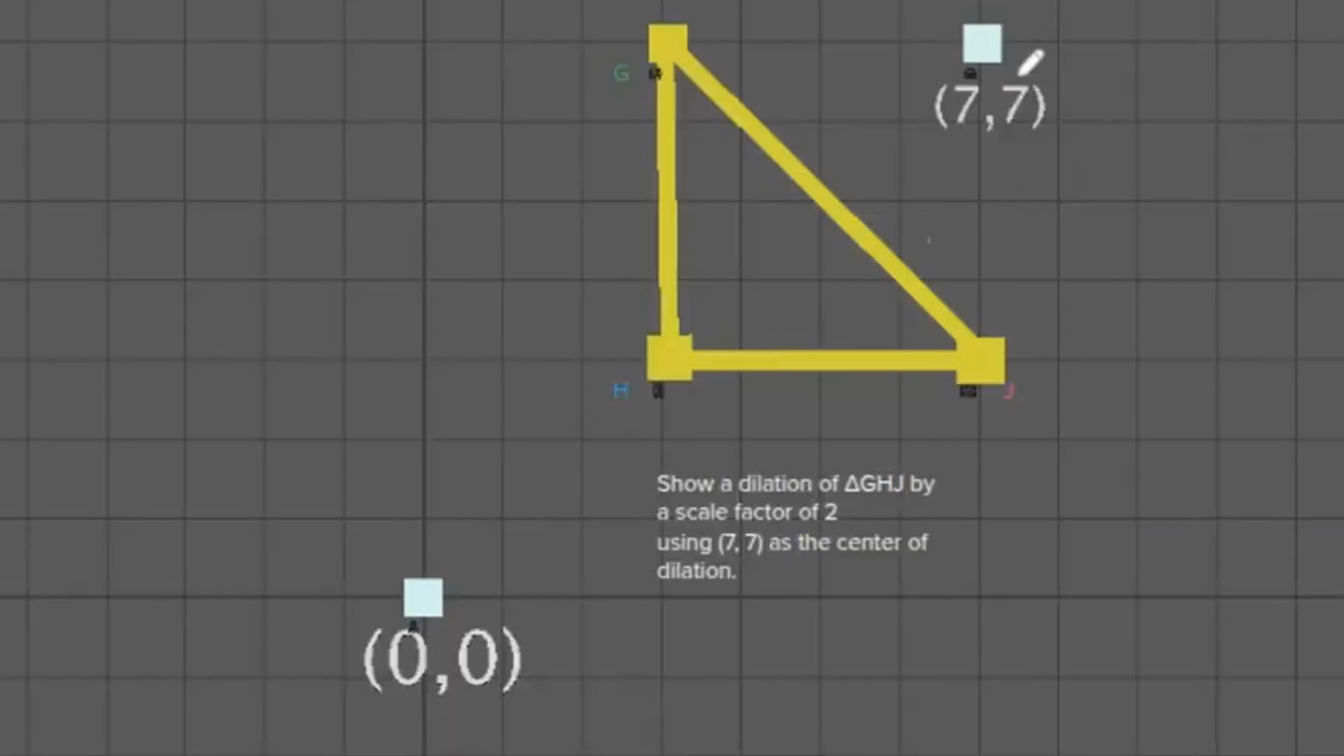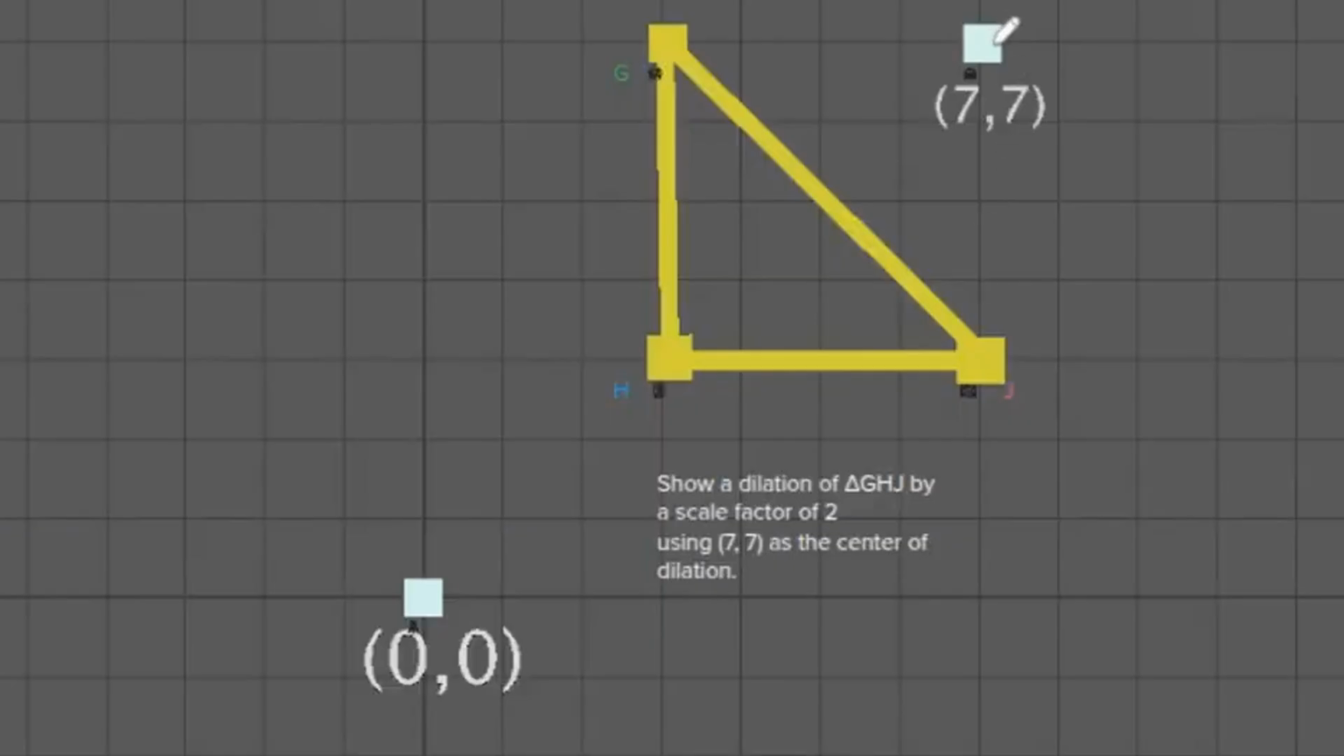This video is about how you do it when there's a graph, and this is probably the easiest method. So here's how you do it. Let's read the question first. Show a dilation of triangle GHJ by a scale factor of 2, using 7, 7 as a center of dilation.